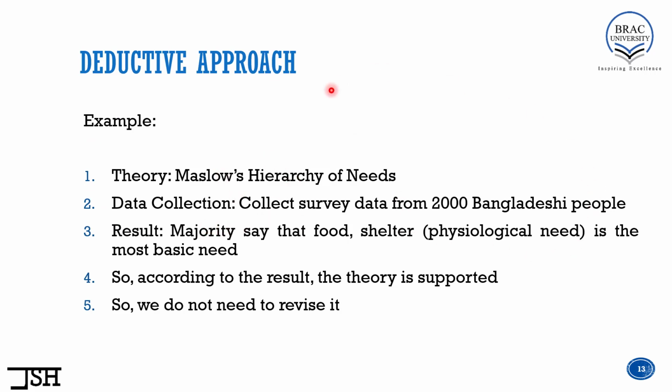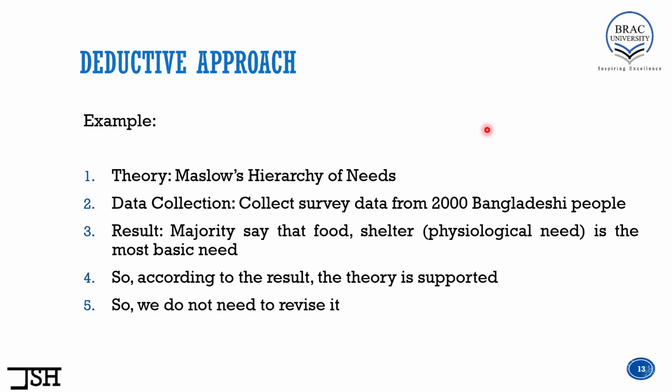Why? To test this theory. Now, after I have the result, in the third stage, I try to find out whether the data that I have collected supports the theory or rejects the theory. Now, in this case, I found out that my result supports the theory. So because of that, I did not have to do any sort of revision in the theory. So this theory also holds true for Bangladeshi people.